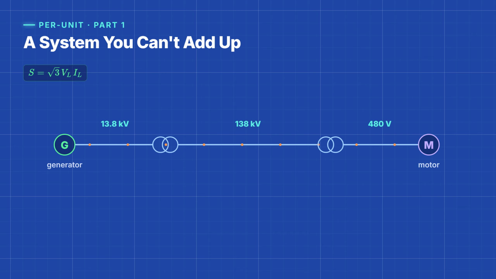Here's the network: a generator, a step-up transformer, a line, a step-down transformer, a motor. 3 voltage levels. And you want one number, the fault current when that line shorts. But those impedances sit on different sides of 2 transformers. To combine them, you'd drag each one across, multiplying by the turns ratio, squared, every crossing. It's a mistake waiting to happen.